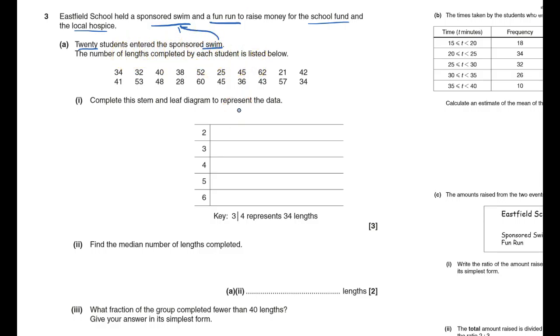Complete the stem and leaf diagram. There must be a key, and it says 3, and then a line, 4 represents 34. So 34 is, I put a 4 here. When I do it, you need to put it in order. So I put 4 there. So I've got 0 would go there, and then 9 would go at the end. And I try and put them into order at the same time.